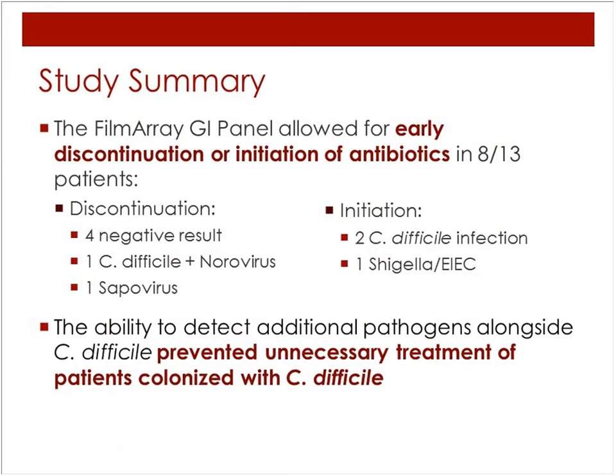With regards to hospitalized patients, the FilmArray GI panel also allowed for early discontinuation or initiation of antibiotics in nine out of the 13 patients. And of these, discontinuation occurred because four were negative, one had C. difficile and norovirus, and one was a staphylovirus. And then it was initiated in two patients that had C. difficile infection, and it was a monomicrobial infection, and then one Shigella/EIEC.